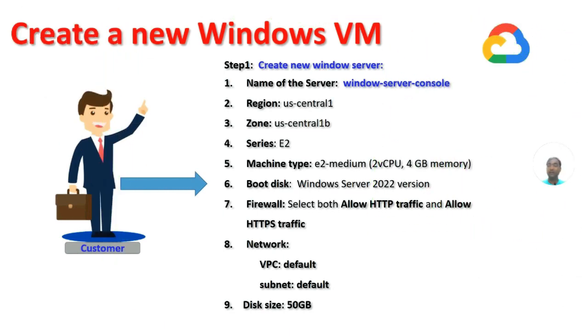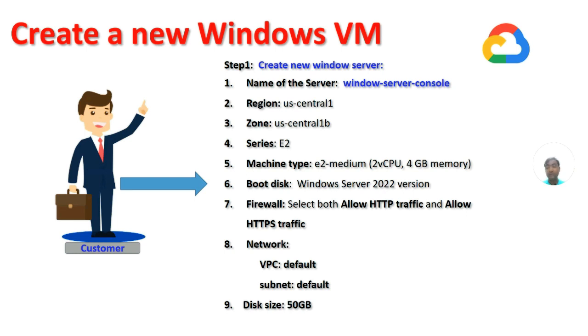Guys, let's consider one example. Your customer needs to create a new Windows Server based on his requirement. As you can see here, these are the prerequisites for your customer to create a new Windows Server in Google Cloud Platform. The name of the server is Windows Server Console. The region is US Central 1 and the zone is US Central 1B, where your VM is located. The series type is E2 and the machine type is E2 medium. The boot disk is the Windows Server 2022 version.